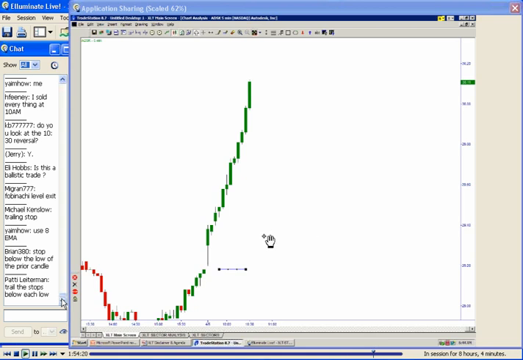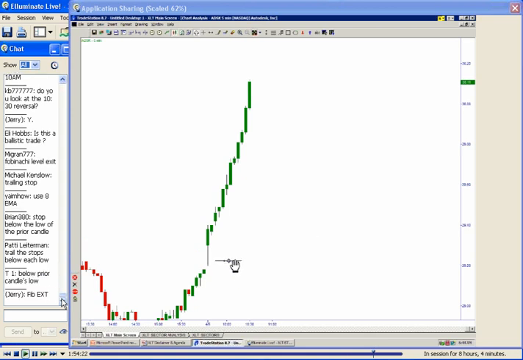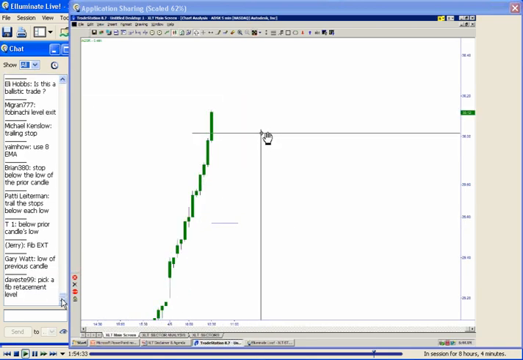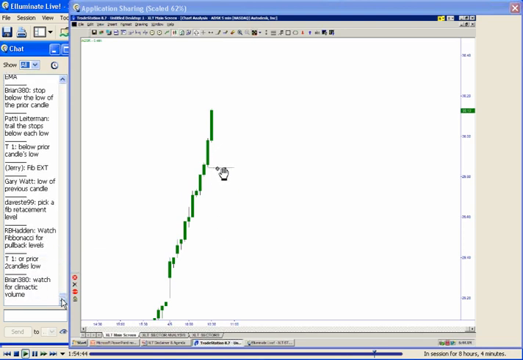Okay, good. Getting some good answers here. Very good. Yeah, what we're going to do here is just take the ballistic exit technique. Now we want to make sure this thing really gets moving. Don't just use this right off the bat here. This thing really needs to start getting ballistic like it is now. Okay, see how, here's our current candlestick right here. It's currently trading right there. My stop at this point in time is going to be underneath the prior candlestick, the prior low.